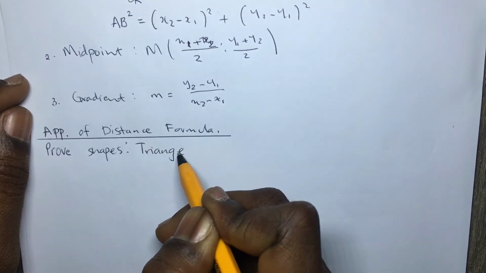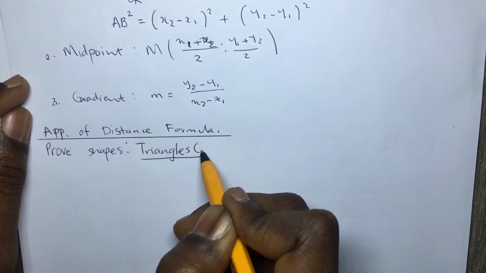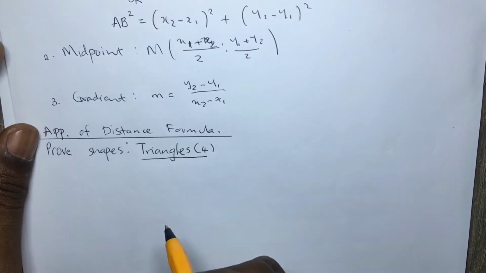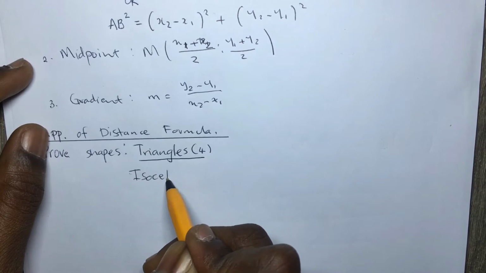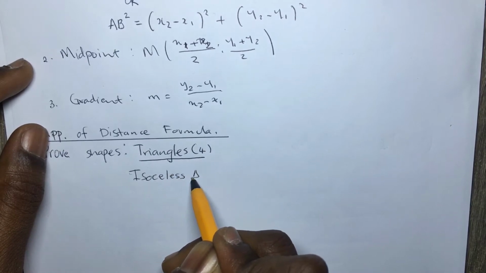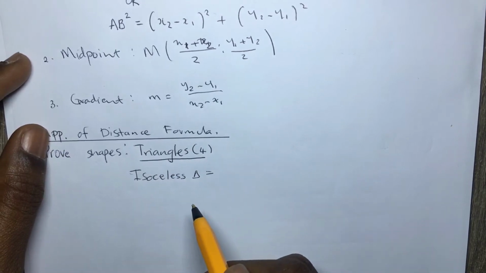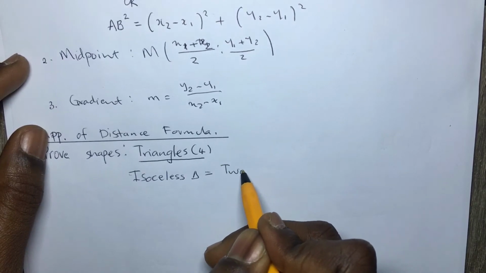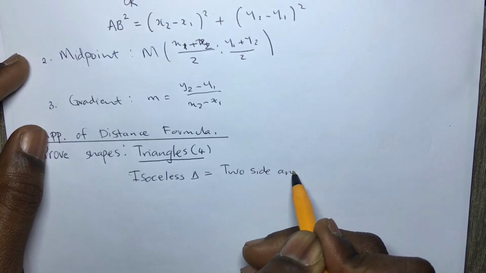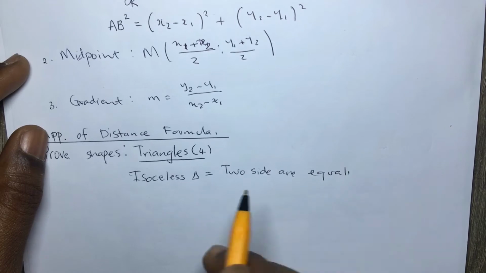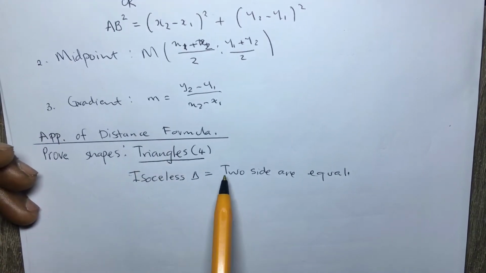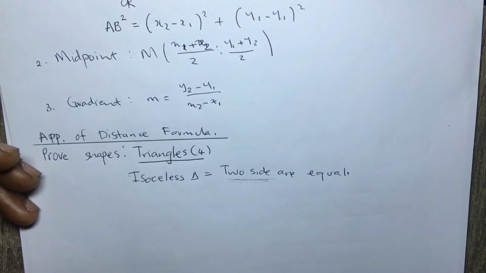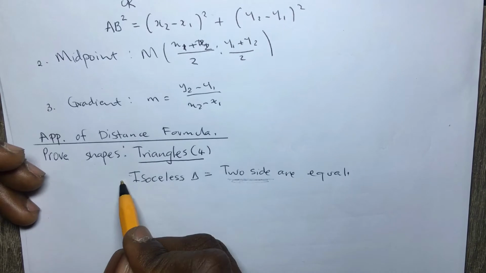Triangles, how many shapes do we have of triangles? 4, I think. Yeah. We've got an isosceles, I'm just going to name them randomly. Isosceles triangle. How do we prove an isosceles triangle? Two sides are equal. So if they say prove that it is an isosceles triangle, at least when you're using the distance formula, you must have two sides that are exactly the same. 2, not 3. 2 of them must be the same.